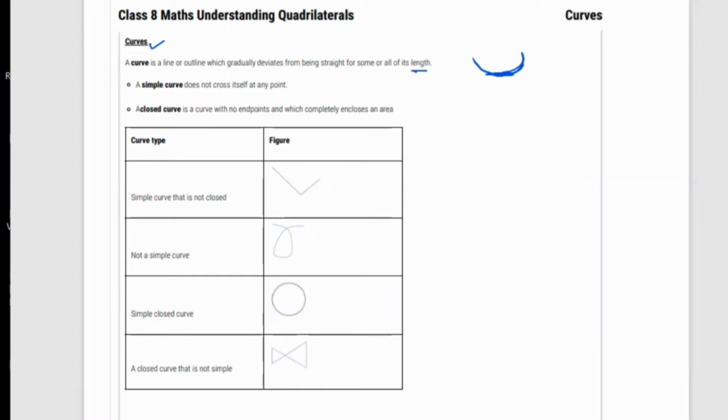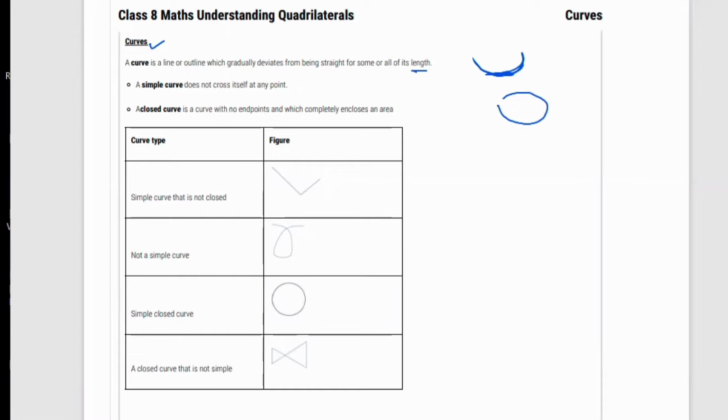Next, a simple curve does not cross itself at any point. If you take one curve, it will not intersect at any point. If it intersects at any point, it is not a simple curve.